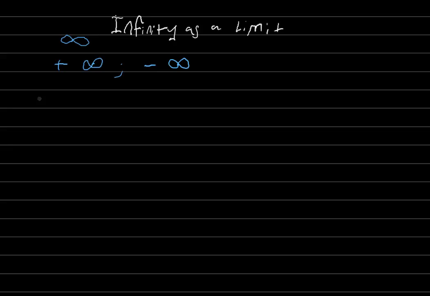Let's assume we have the limit of 2 all over x. We want to find this limit as x tends to 0 from the right hand side. This is a positive sign to show that it's from the right hand side, and this will give us positive infinity.